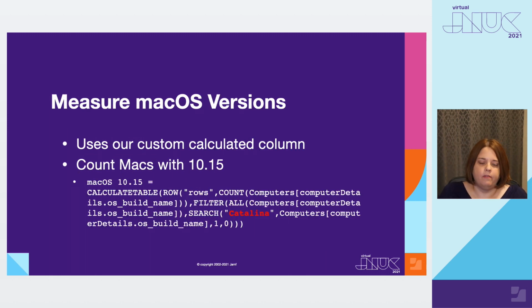So, for example, I made a measure that uses the custom calculated column that I made earlier to detect macOS version. And I want to count the number of Macs that are running Catalina or just 10.15. I'm not necessarily caring if they're running 10.15.2, 10.15.6, what have you. I just want a count of all the Macs that we have in our environment running Catalina. And you'll see in the red is where I'm actually putting in my search criteria. The other information is referencing the query. So it's looking at this OS build name, which is what I named my custom calculated column.